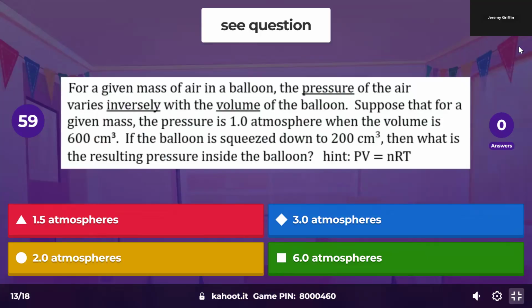All right, how about inverse relationship? We've got pressure inversely related to the volume of a balloon. We start off with 1 atmosphere pressure with 600 cubic centimeters of volume. Now we're going to squeeze the volume down to a third of what it was before, 200 cubic centimeters. Okay. What's the resulting pressure? The ideal gas law is right there. That could be helpful. But it's an inverse relationship between pressure and volume.